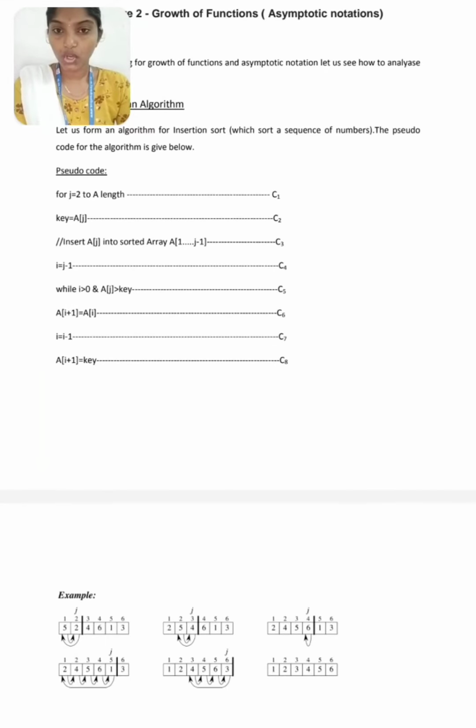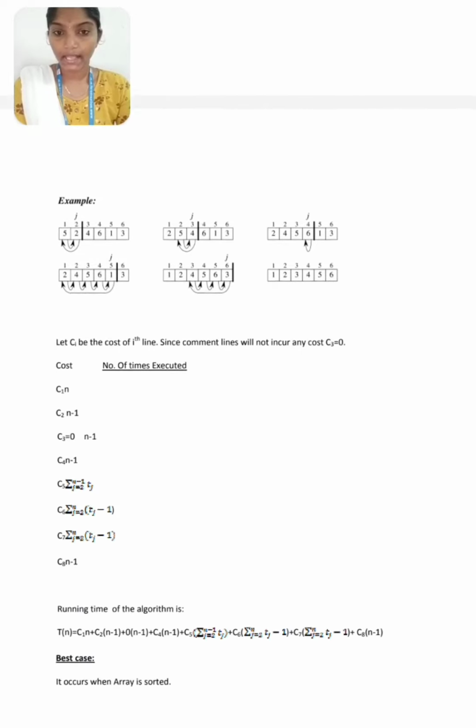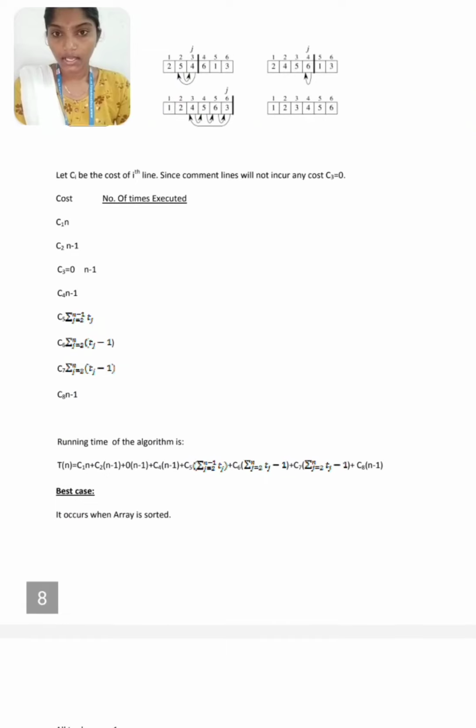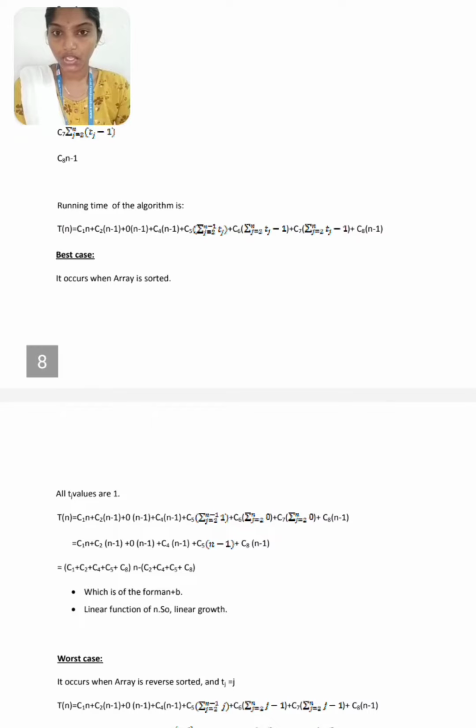Pseudocode is nothing but a for loop, for j equals 2 to n, with costs c1, c2, c3 and so on up to c8. These are examples of pseudocode. Next, let ci be the cost of the ith line; since comment lines will not be executed, their cost is zero. Then the number of times each line is executed is counted, so we can use these formulas. The running time of the algorithm is given by this formula.